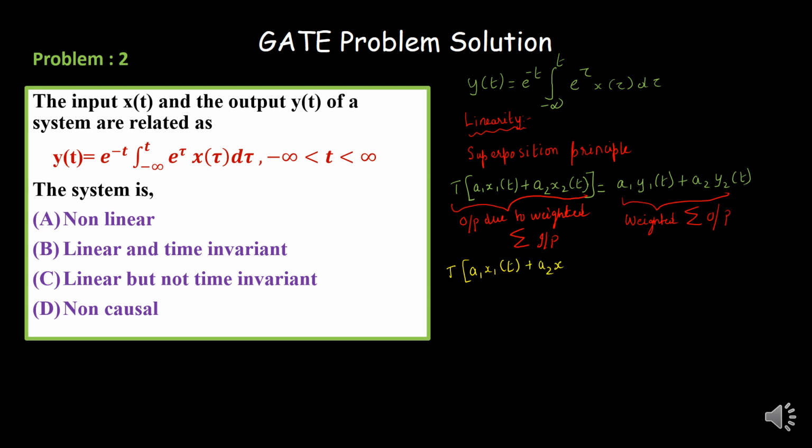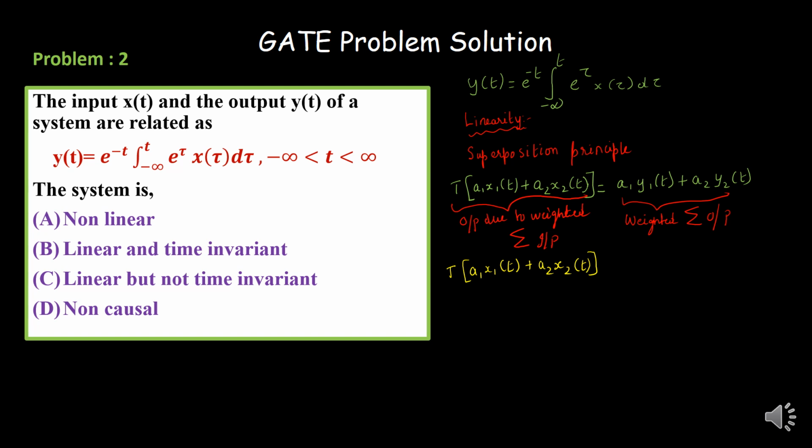That means the given input signal should be replaced by the whole term. Okay, so here in the given function, which is the input signal? Y of t is the output signal. X of tau is the input signal. I am going to replace this total weighted sum of input signals by x of tau. So x of tau should be replaced by the total weighted sum of input signals.